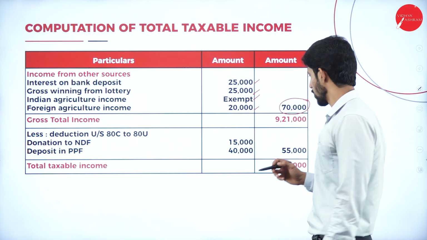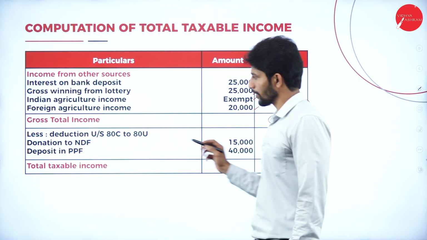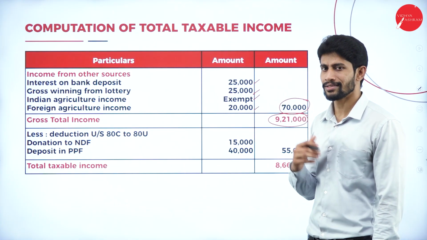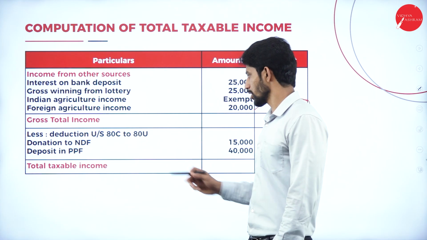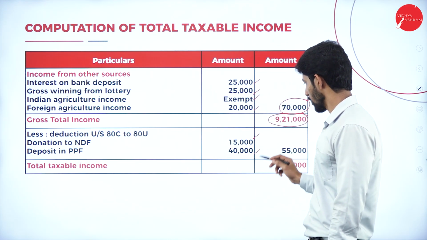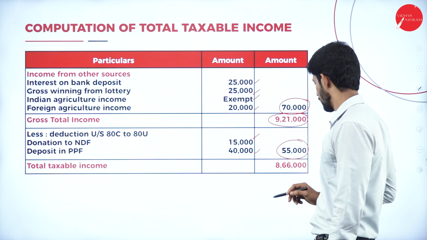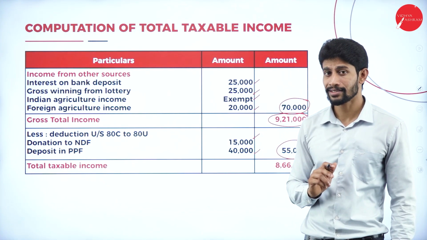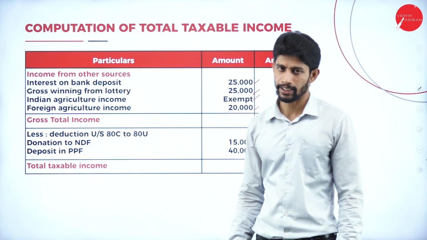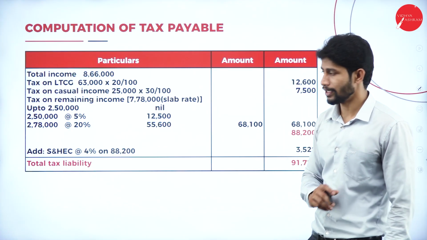If you total the outer column, you will get 9,21,000. From 9,21,000, deduct the deductions under section 80C to 80U. Donation to NDF 15,000. Deposit in PPF 45,000. So deduct this 55,000 from 9,21,000. You will get 8,66,000. That value is called total taxable income. Moving on to compute the tax liability.